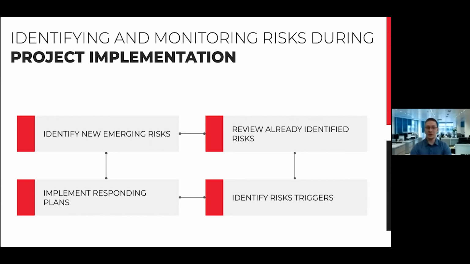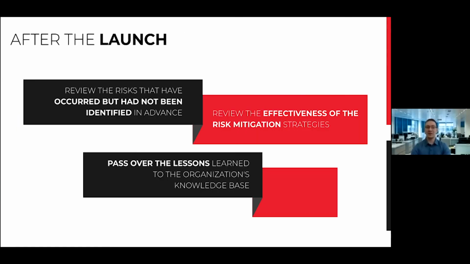For all known risks, we have to review them on a regular basis to reflect the changes of probability and impact. And of course, we must execute the responding plans and carefully monitor the occurrence of risk triggers. All these activities are mandatory until the project ends. But even after the finish of the project, there are several things we should do in the context of risk management.